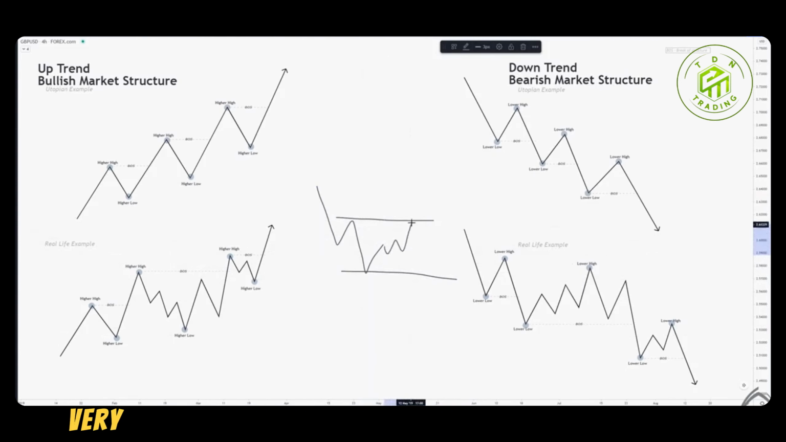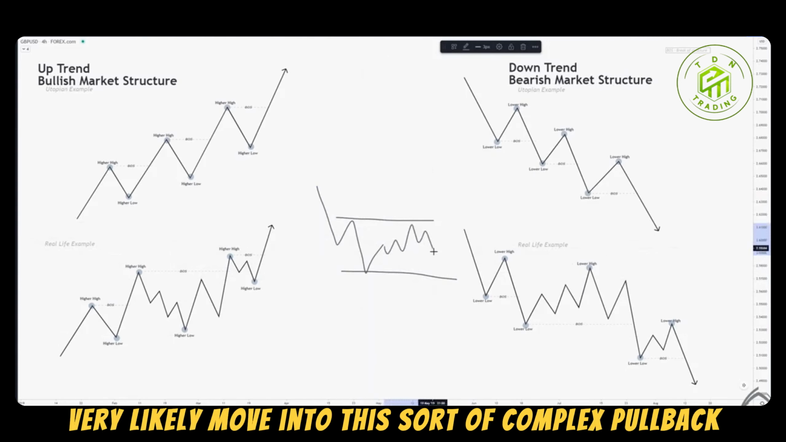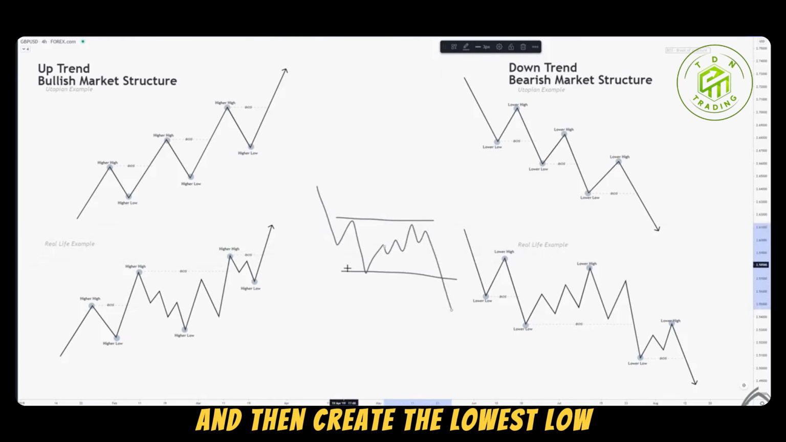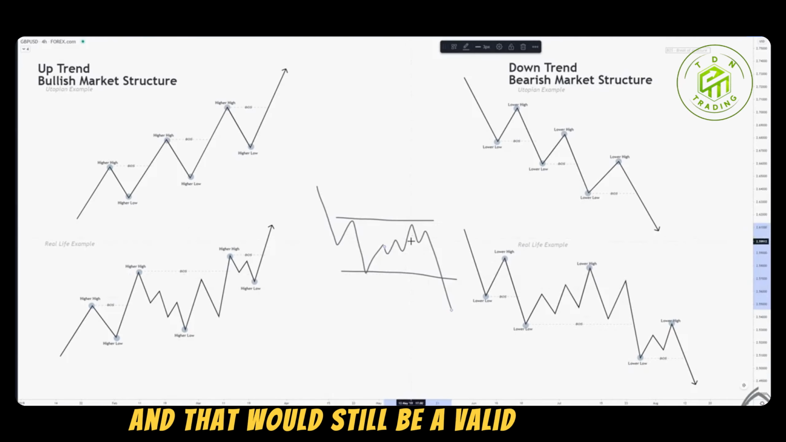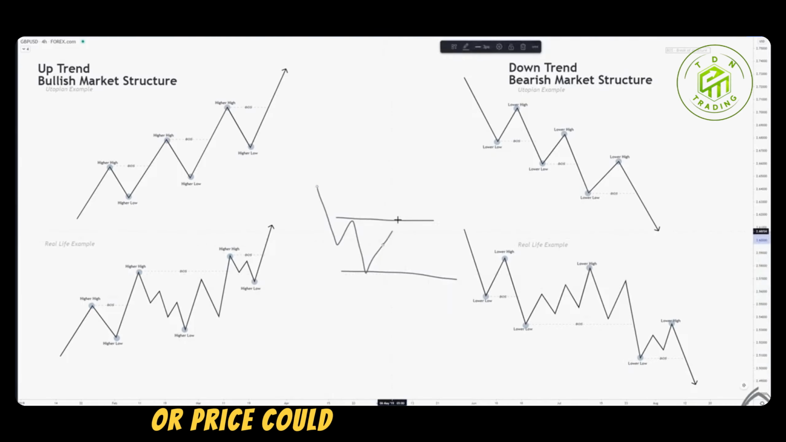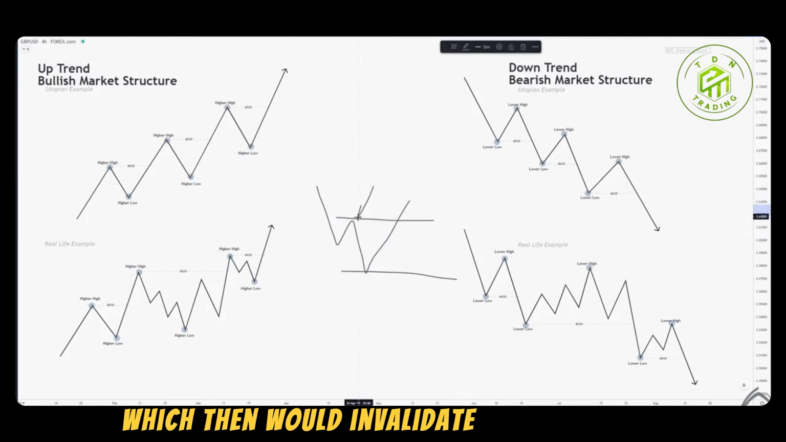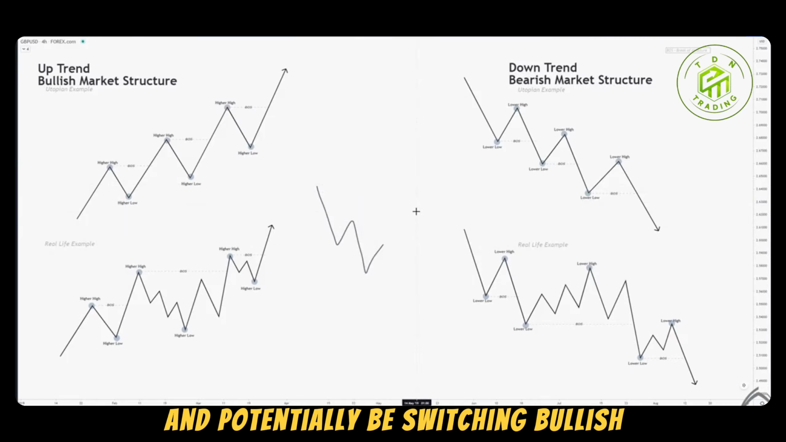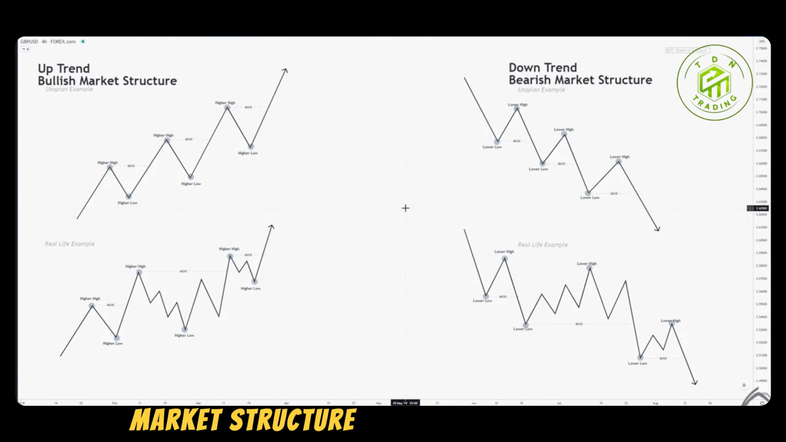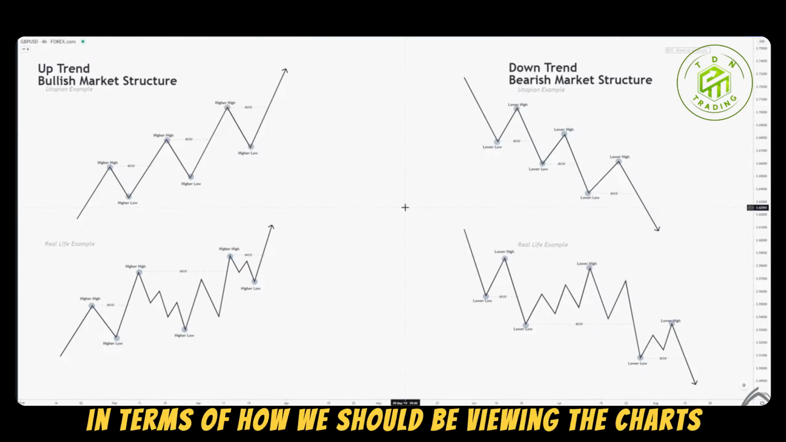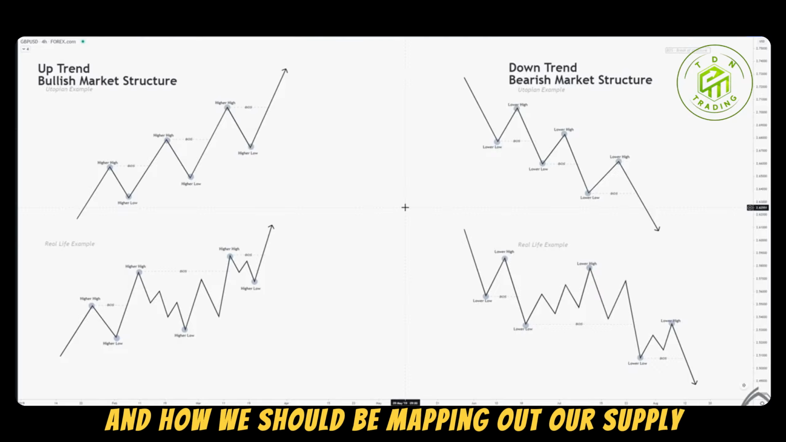Price could very likely move into this sort of complex pullback and then create the lowest low, and that would still be a valid bear trend. Or price could then move to the upside, which would invalidate the bear trend and potentially be switching bullish. Market structure is incredibly important in deriving our overall narrative in terms of how we should be viewing the charts and how we should be mapping out our supply and demand zones.